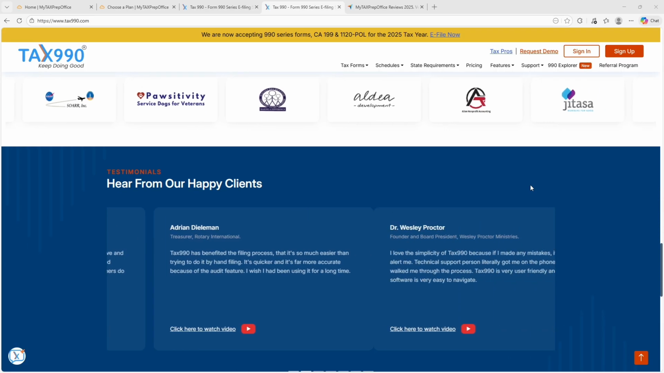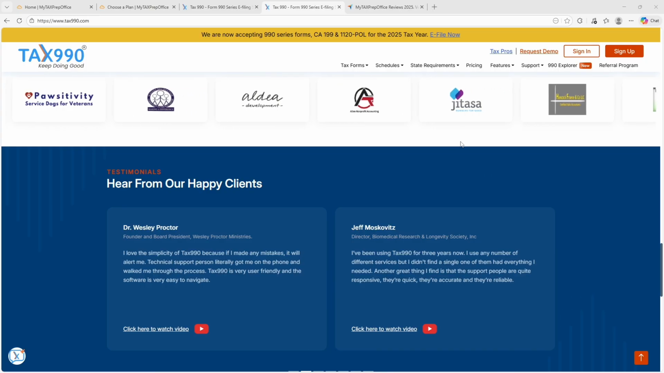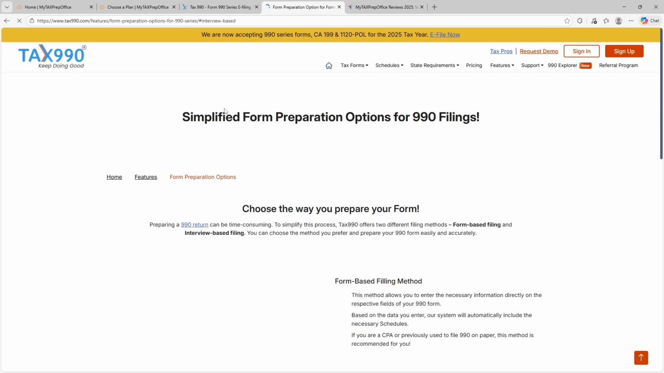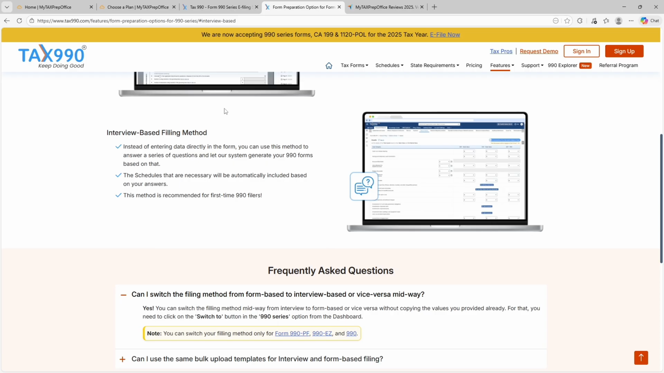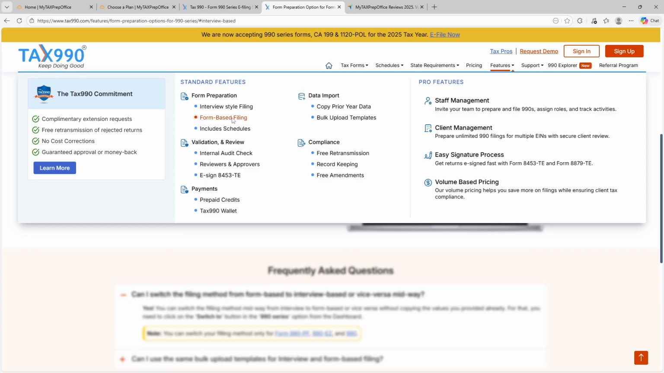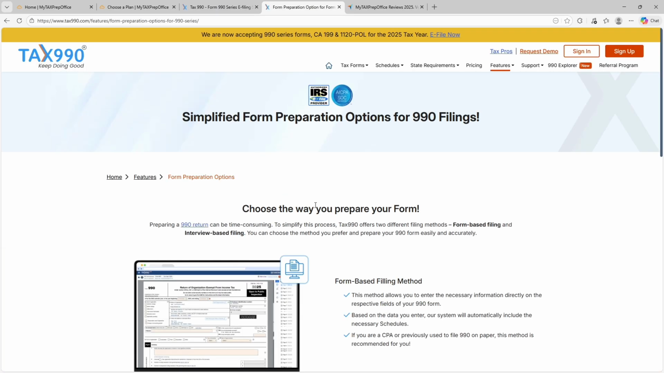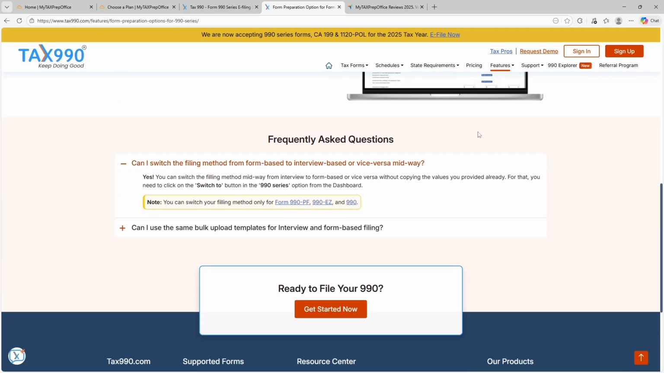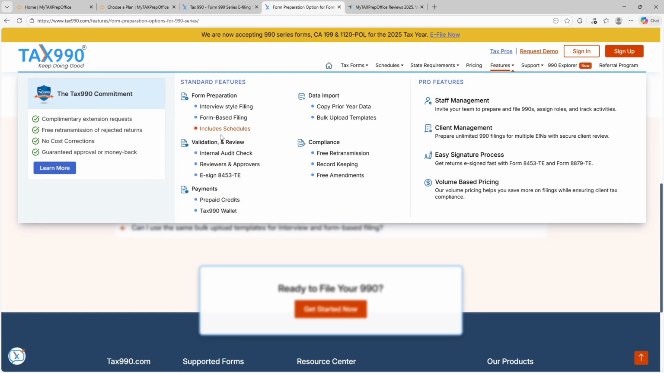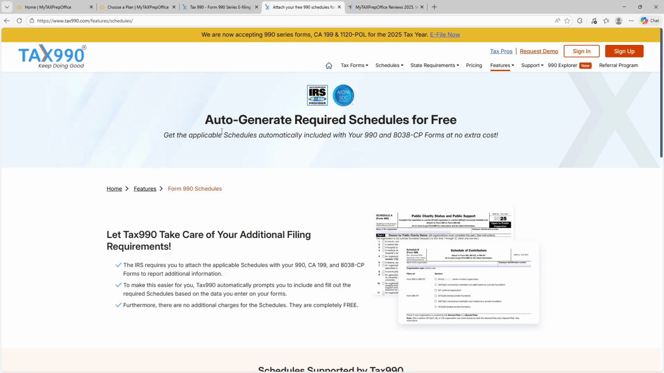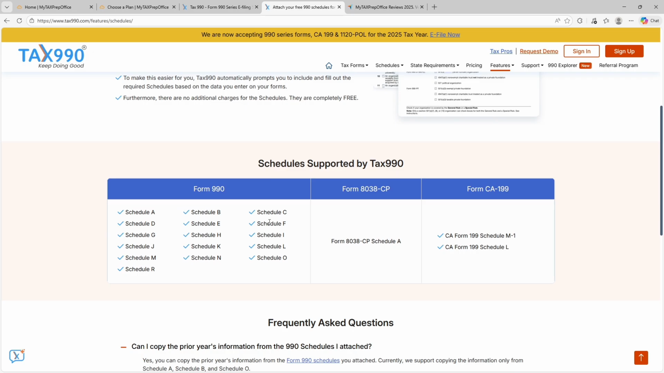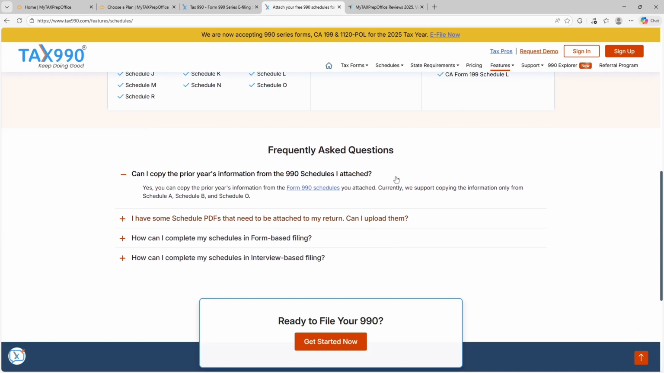Built-in validation checks help reduce errors before submission, and rejected returns are retransmitted at no extra cost. Tax990 also offers complimentary extension filings, no-cost amendments for returns originally filed on the platform, and long-term document retention, with filed returns stored securely for up to 10 years for audit and compliance reference. For organizations filing multiple returns, Tax990 provides prepaid credit bundles that reduce the per-form price, making it more economical for accountants, bookkeepers, and service providers managing several non-profit clients.